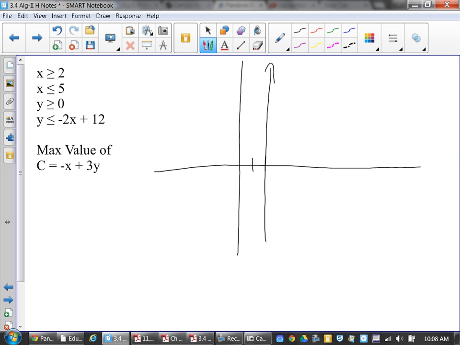x greater than 2, less than 5. But y is greater than or equal to 0, so I can actually get rid of these guys down here. We okay with that? Basically, I have an open cup, if you will. Why do those ones die? They're dying because you have a bottom, y. Why aren't the ones drawn dotted? It's greater than or equal to. When you're equal to, you're solid. When you're just greater than, you're dotted.